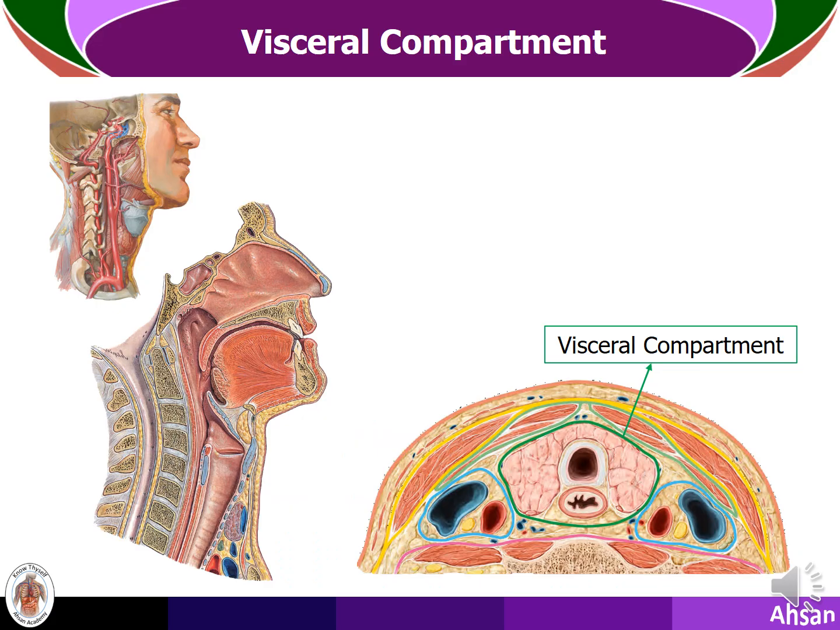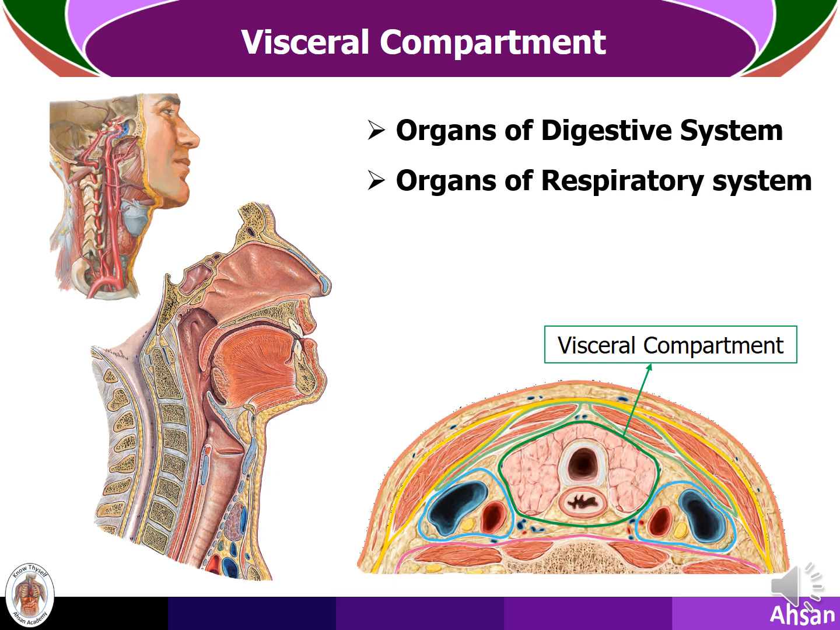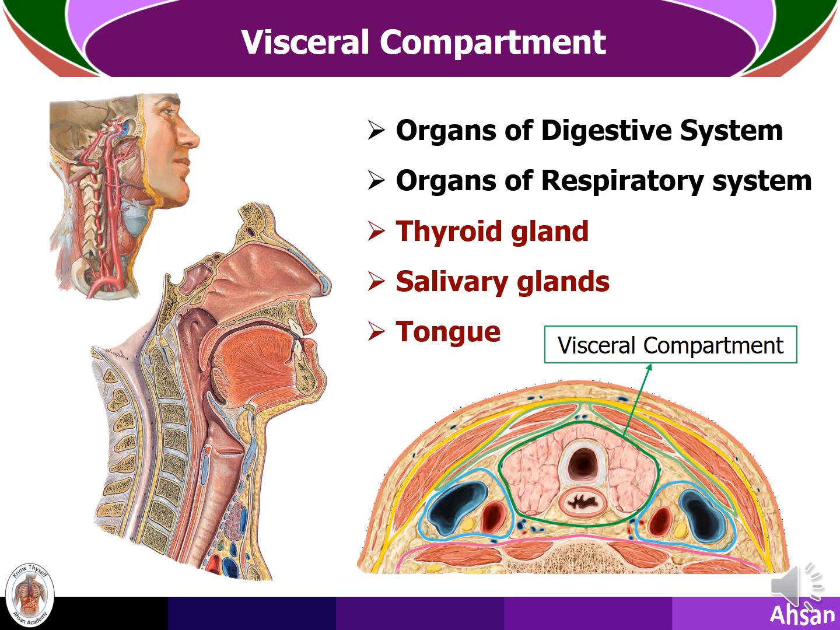You can see the photograph. The section of the photograph shows the distribution of deep fascia in the neck, and the visceral fascia includes a cylindrical area that contains the organs of the neck, and this is known as the visceral compartment. This contains the digestive organs, the organs of the respiratory system, the thyroid gland, salivary glands, and the tongue. Actually, we will discuss the organs present in the head and neck region together.